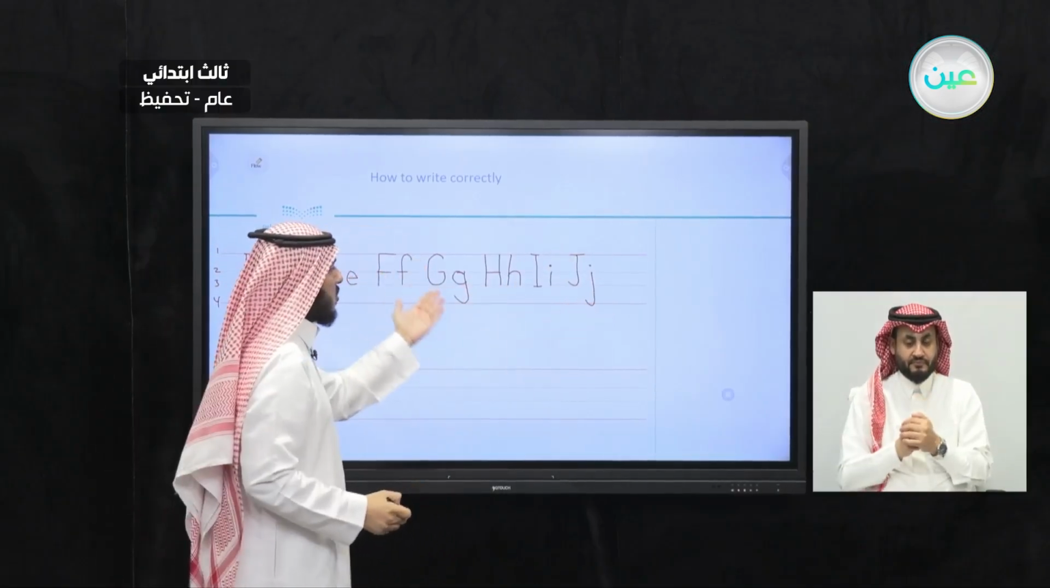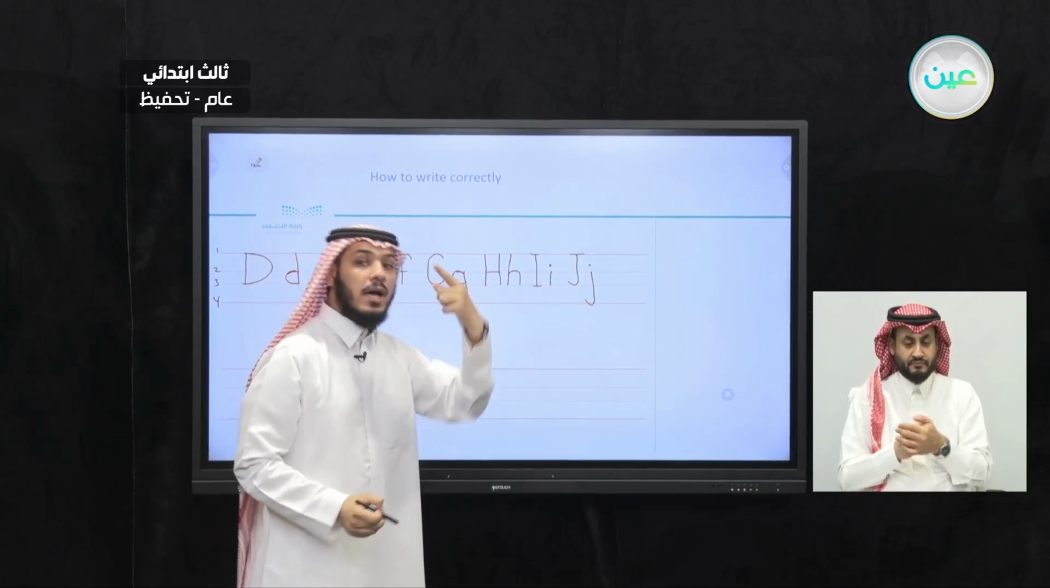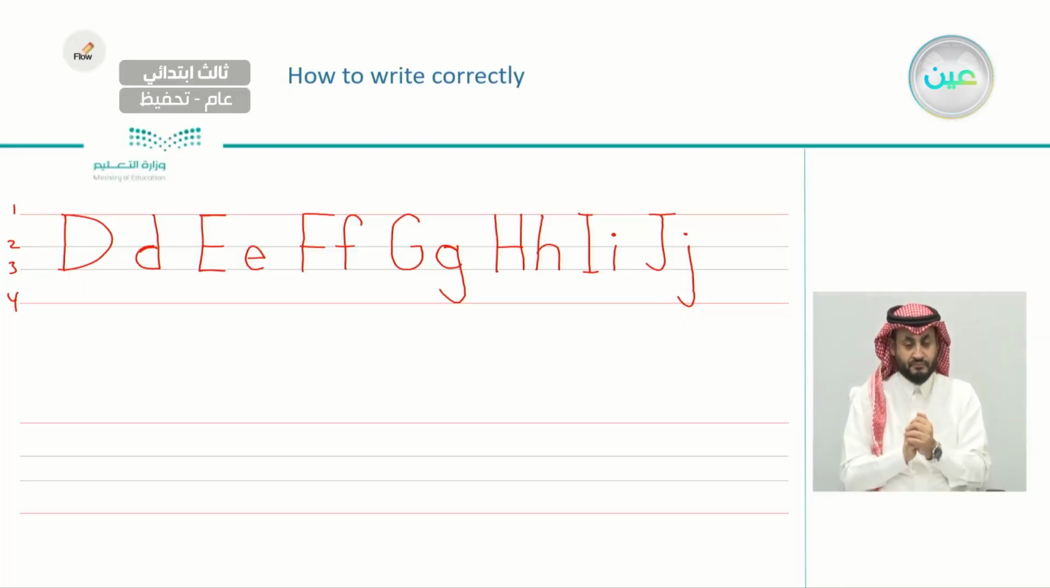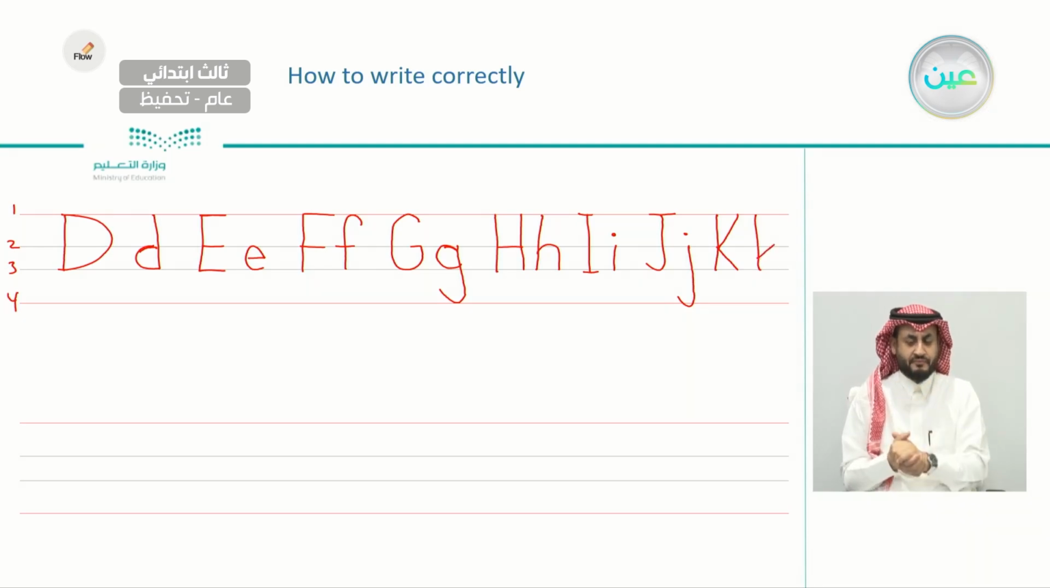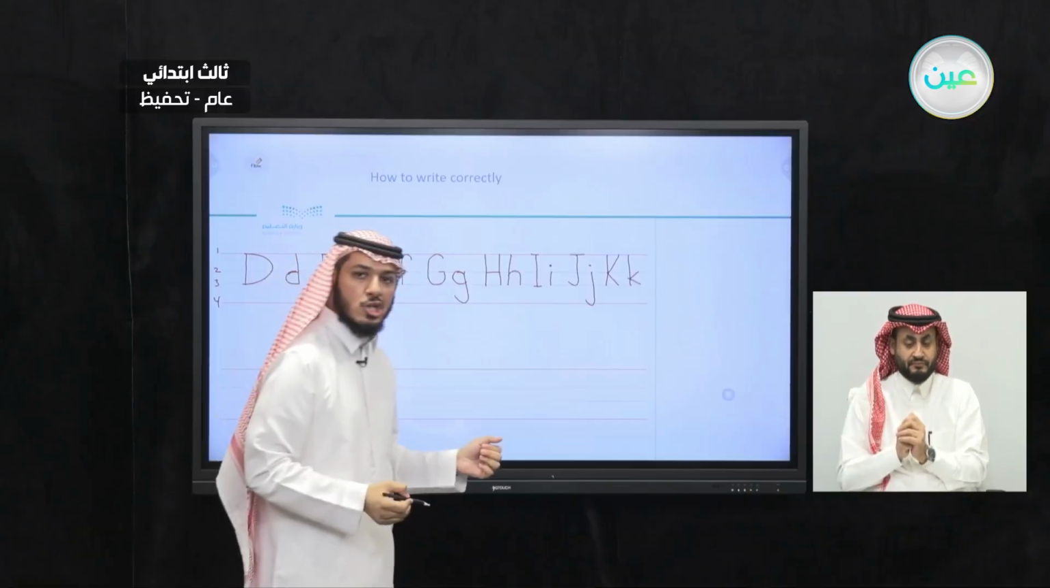Okay, so we have G, H, I, J, K. Yes, that's right. Okay, K in capital like this. Okay, this is capital. Okay, and what about the small one? The same line, 1 to 3, but the other two lines between 2 and 3. Okay, this is the K capital and K small.